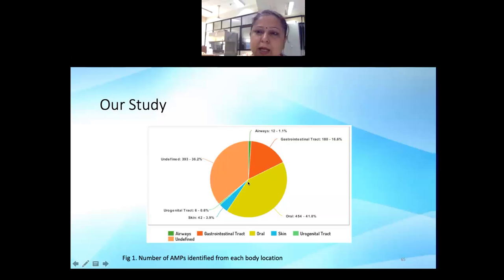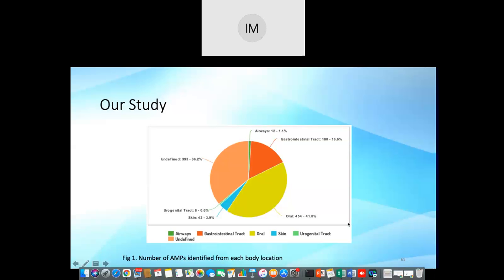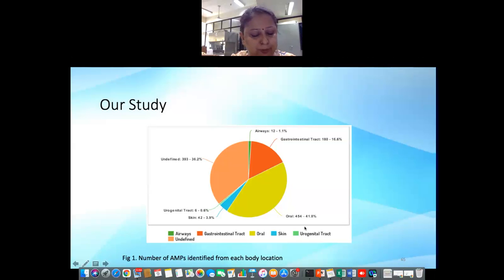96.2% of the antimicrobial peptides were identified, whereas 36.2% of the antimicrobial peptides were left undefined or unidentified. The position of finding them could not be identified.